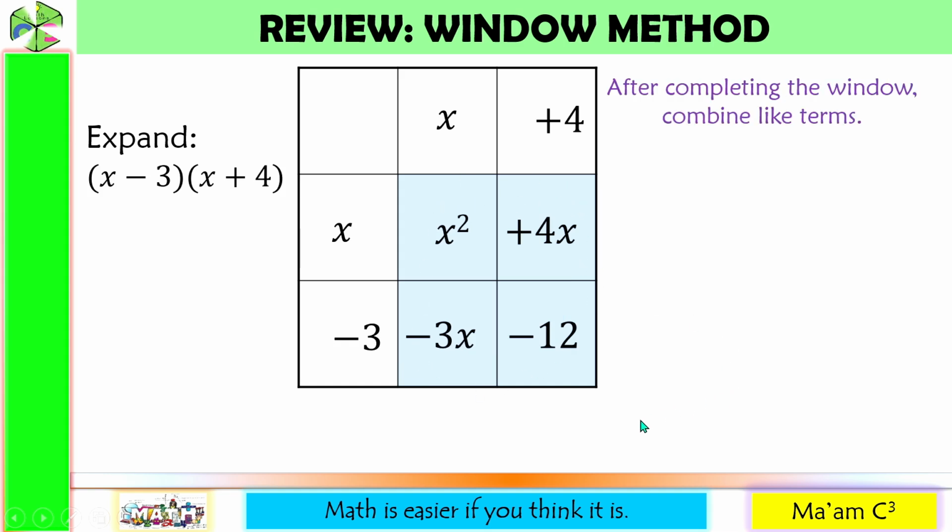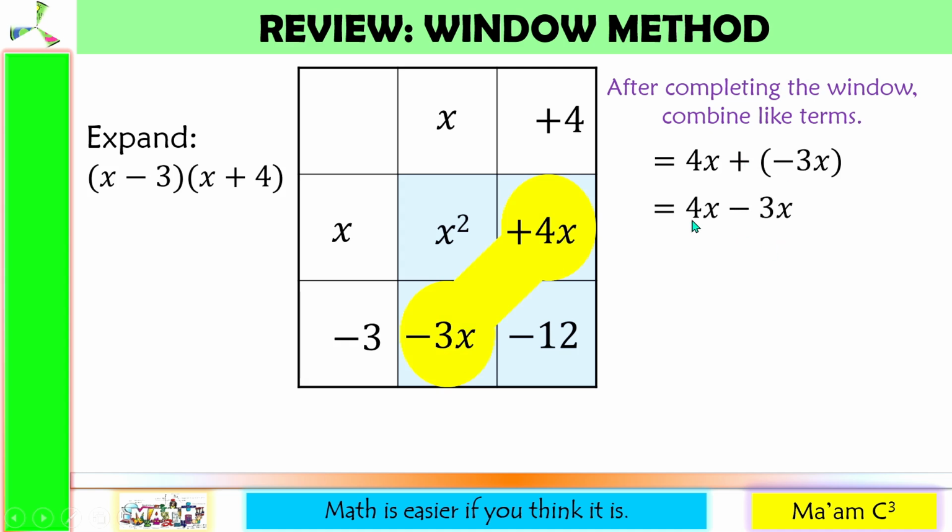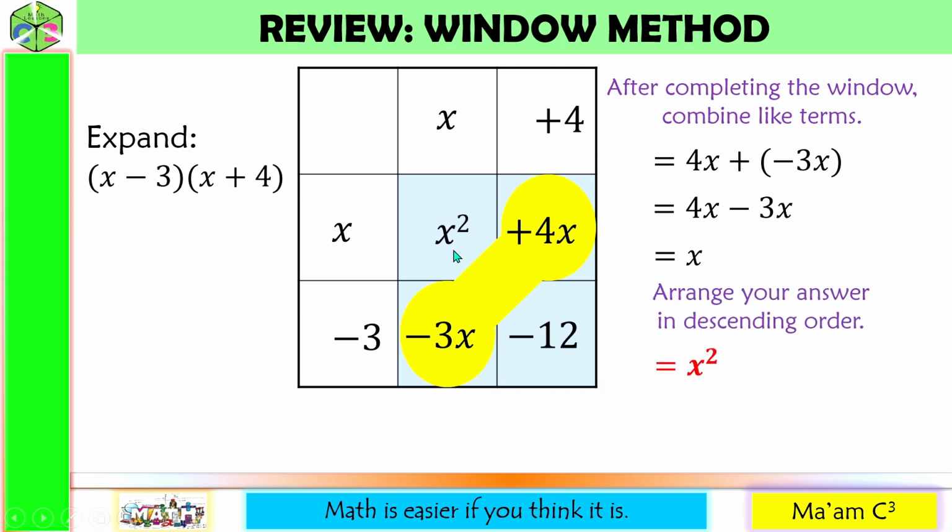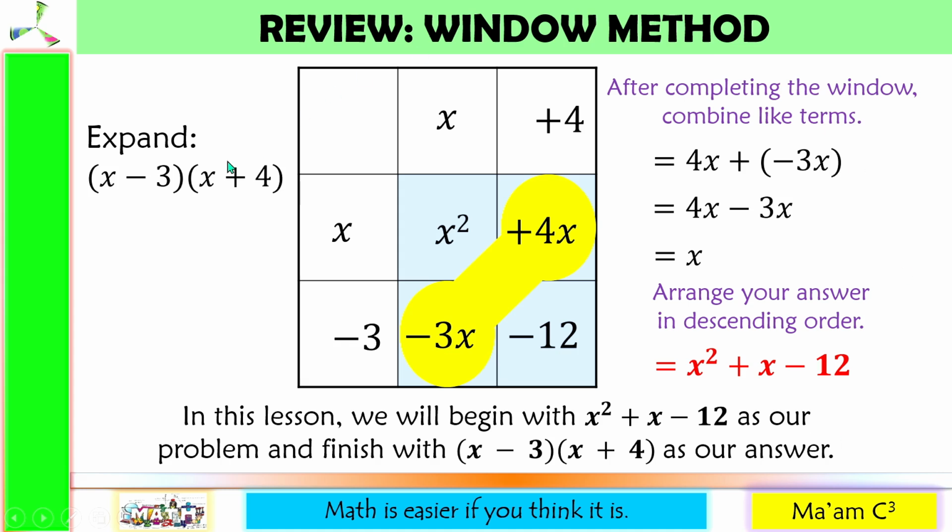It's time to combine like terms. And our like terms are these two here. They both contain a variable. We have 4x plus negative 3x. Plus minus will be minus. 4x minus 3x is simply x. Now let us write our answer in descending order. We'll start with x squared and then this x here and minus 12. This is a trinomial. And in our lesson today, we will begin with the trinomial as our problem and finish with the factors as our answer.